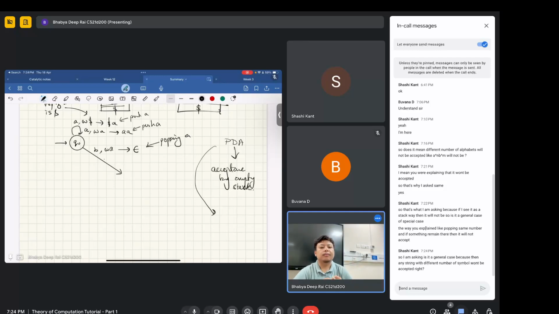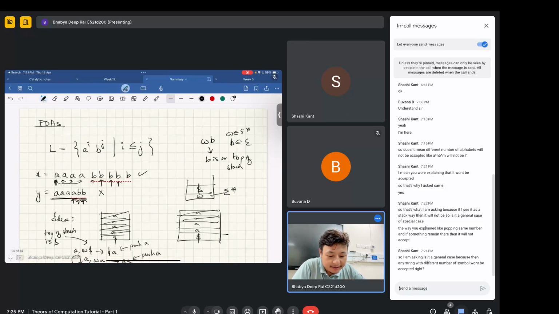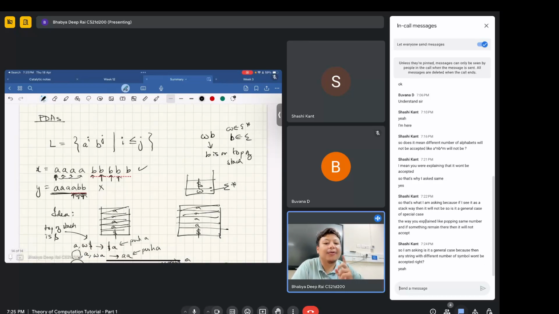No, no, no. Okay, now I get what you're saying. So you are saying that this is a special case for this problem. You are saying this acceptance by empty stack is a special case for this problem, right? And therefore you are saying, oh, okay. No, Sashi, that is not right. It is not a special case for this problem. It is a general case. You can accept by empty stack for any problem, and they are equivalent.